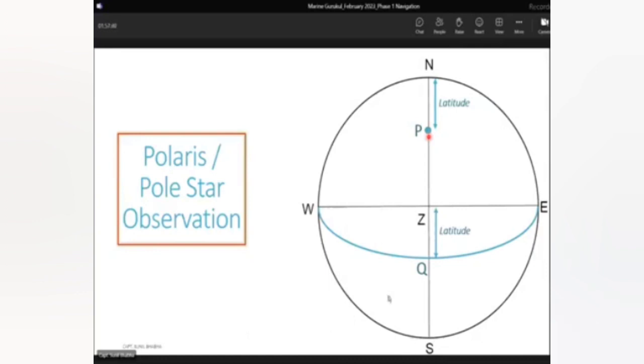Okay beta, understand it this way. ZQ is the latitude and P to Q is 90 degrees. So can you tell me what will be PZ? 90 minus ZQ. Very good. 90 minus latitude. So PZ is 90 minus latitude. Now Z to N is again 90 degrees. PZ is 90 minus latitude. So what will be NP? 90 minus PZ.